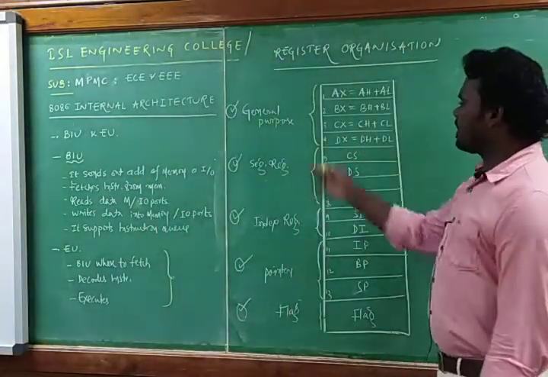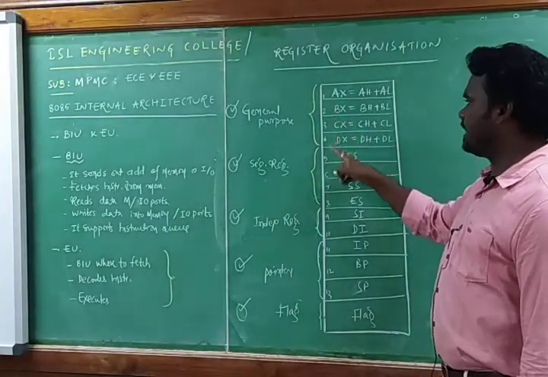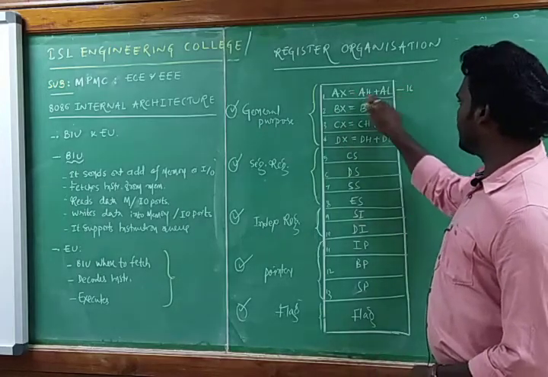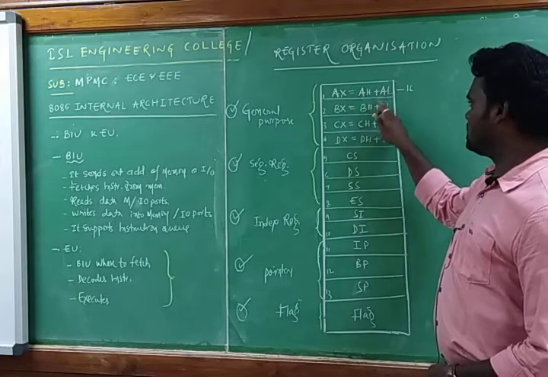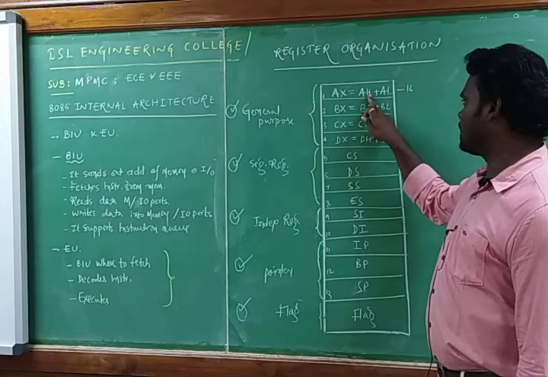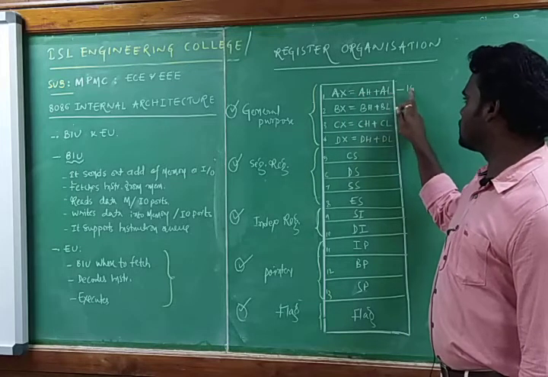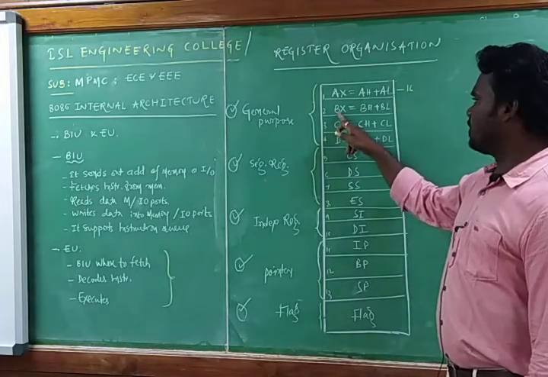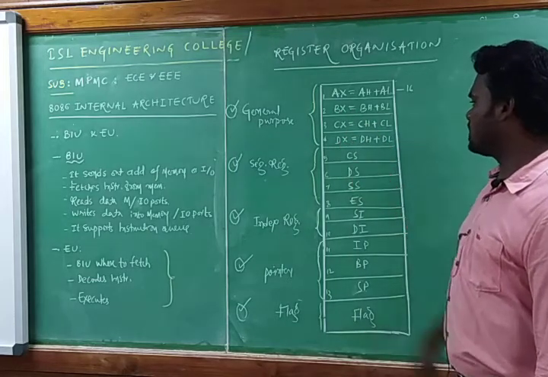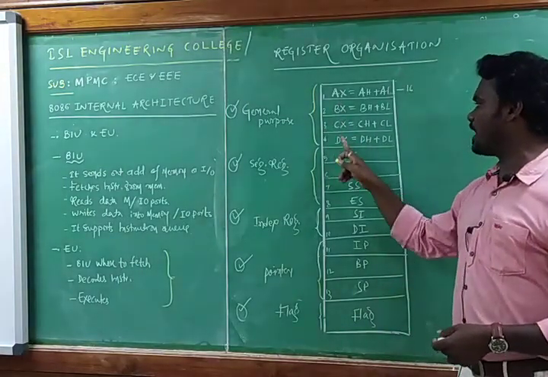There are 4 general purpose registers, denoted A, B, C, D. A is the accumulator register, each 16 bits wide, divided into 2 bytes: the higher byte of the accumulator register and the lower byte of the accumulator register. This is 8 bits and this is also 8 bits, total 16 bits. Similarly there are the base, count and data general purpose registers: accumulator, base, count and data.